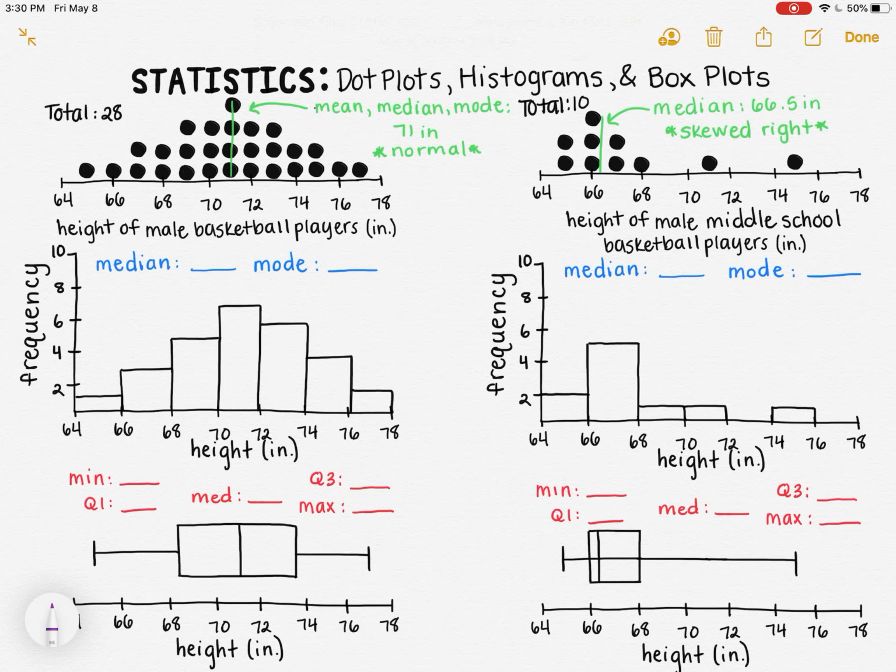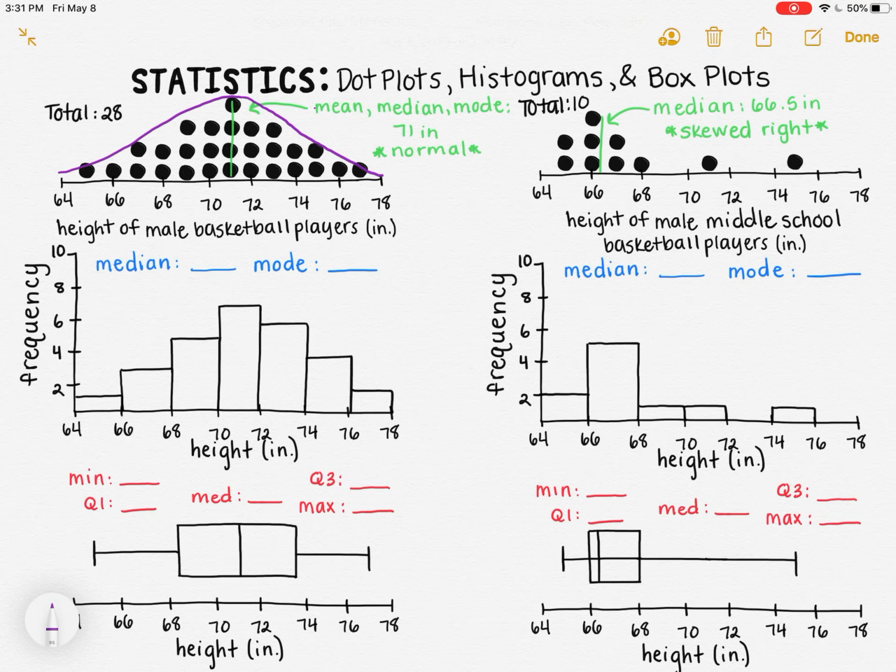So just to recap with the dot plot, let's start with the one on the top left, the height of male basketball players in inches. In the last video, we talked about how you can find the shape by drawing a curve over the top of all of the dots. And this dot plot gives us a very symmetrical bell-shaped curve, and it only has one peak, so we know it's unimodal. And whenever something is symmetric and unimodal, we call it a normal distribution.